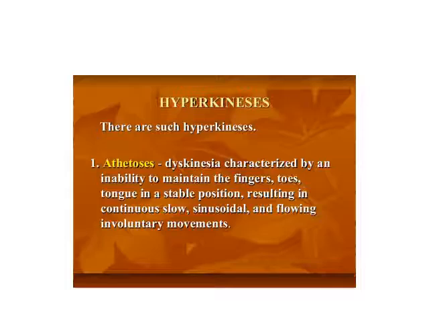We have athetosis, which is dyskinesia characterized by inability to maintain fingers, toes, tongue in a stable position, resulting in continuous, slow, sinusoidal and flowing involuntary movements. Athetosis, we say that it's like snake-like movements that affects the fingers, toes, and tongue.